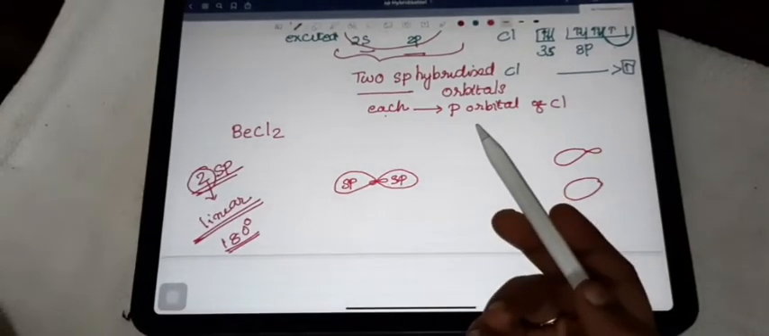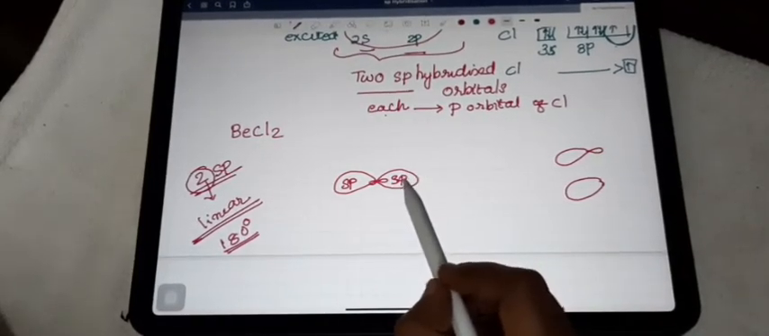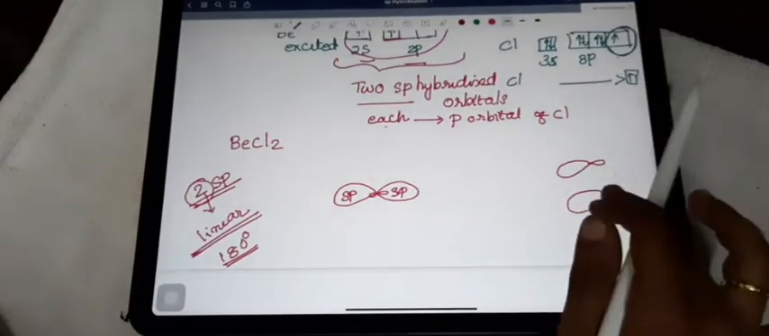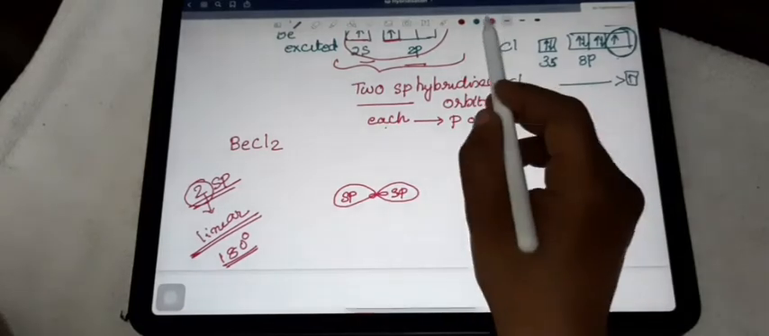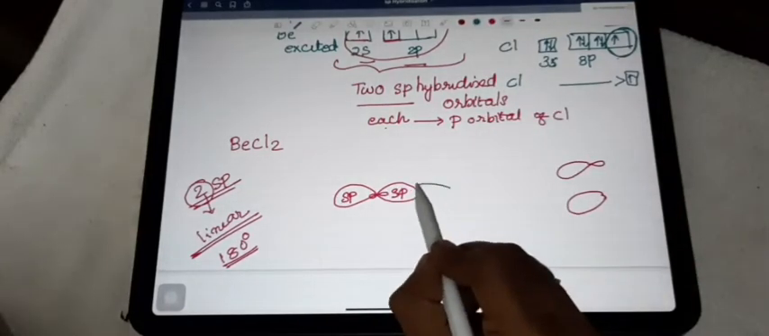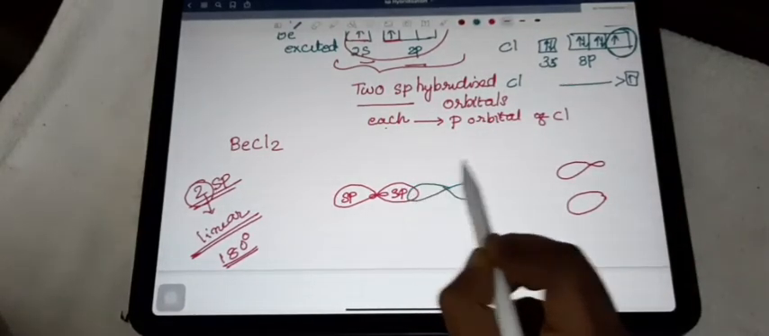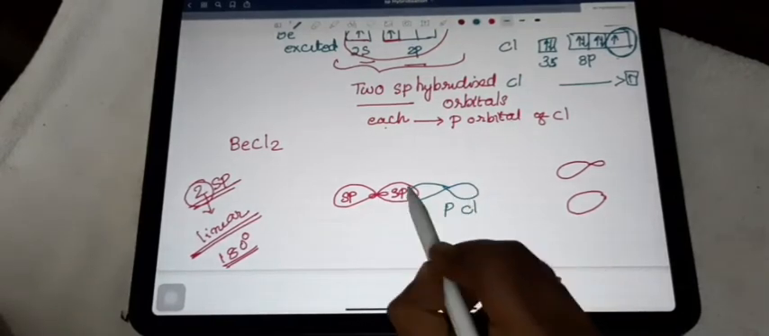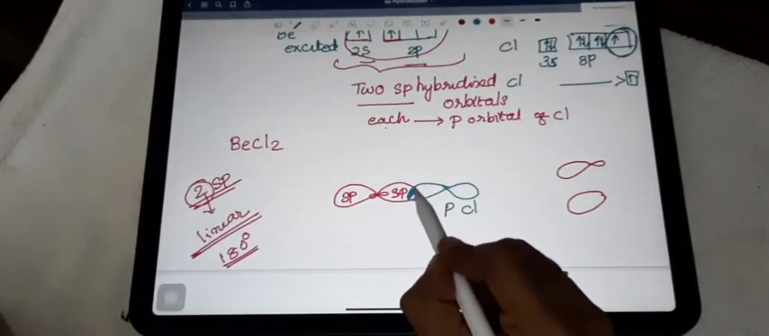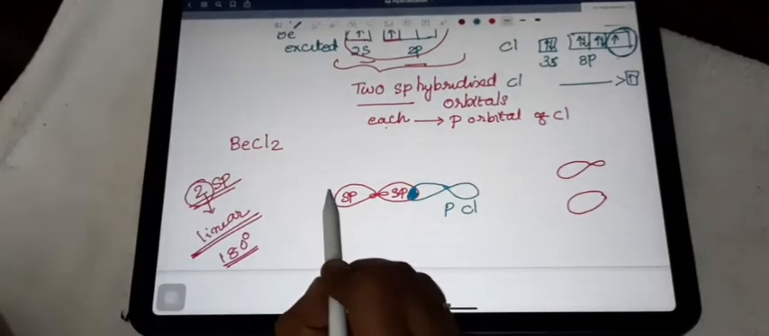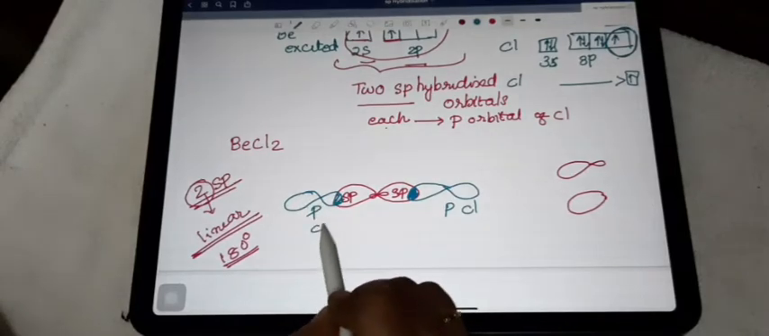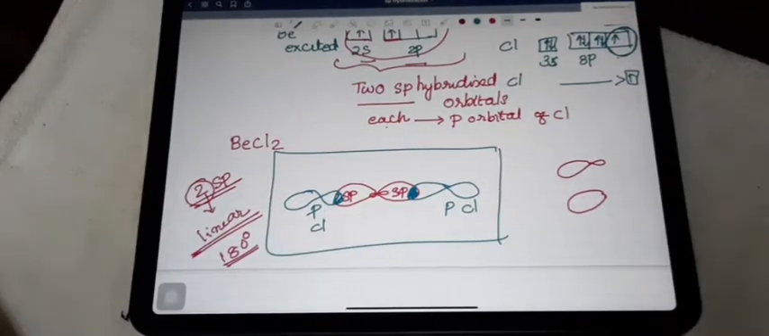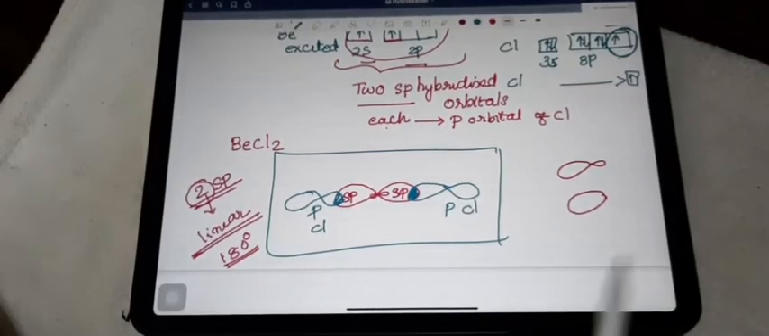Then what is the next stage? Each hybrid orbital combines with a chlorine p orbital, because chlorine has one half-filled orbital. So I will use this. Each sp hybrid orbital is combined with a p orbital of chlorine. Okay, so this is the hybridized portion and this also. That one I can draw like this. This is the combined portion. This is the p orbital of chlorine. So this is the picture of hybrid orbitals.